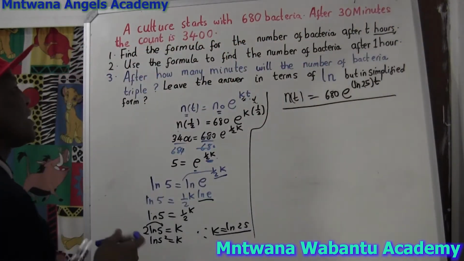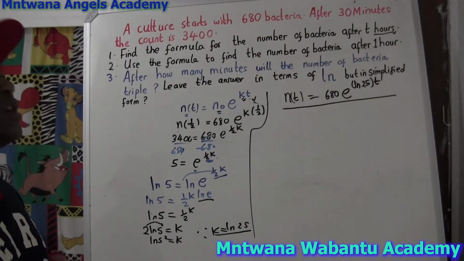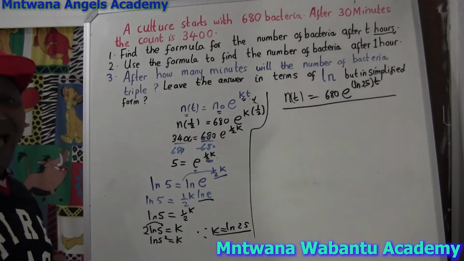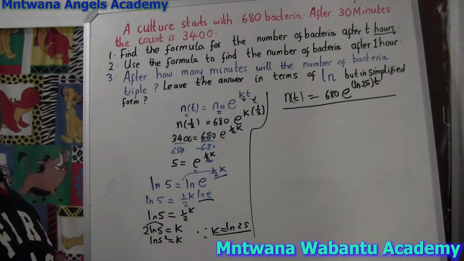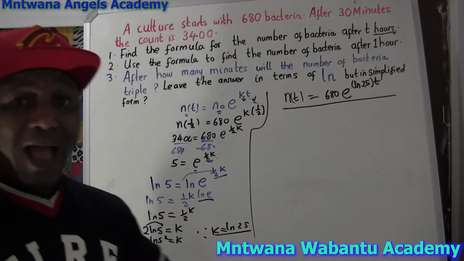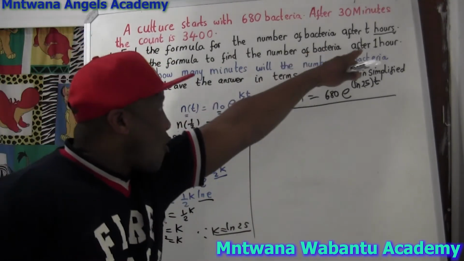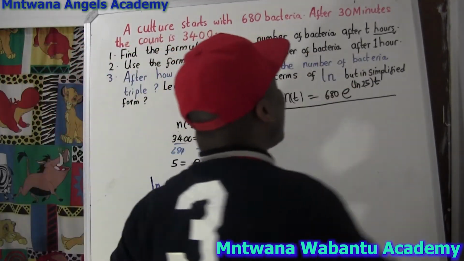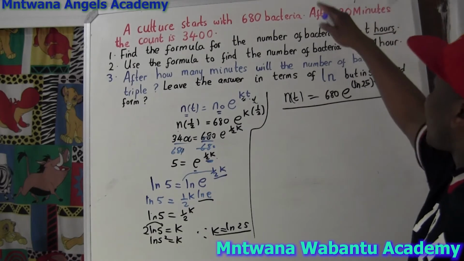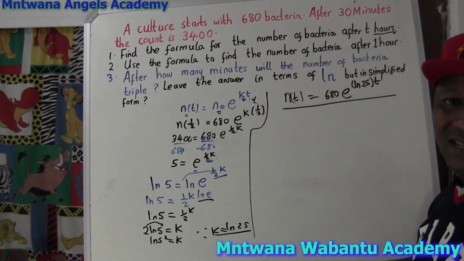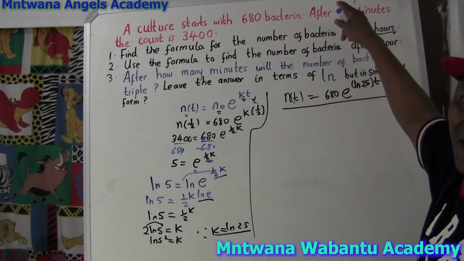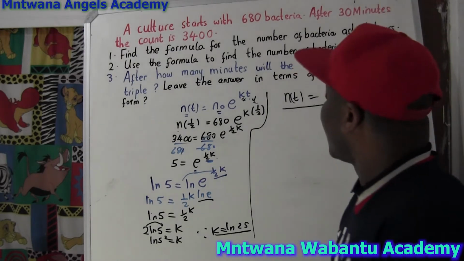Now use the formula to find the number of bacteria after 1 hour. You see, this is the reason why I changed my stuff to hours. I think I should have explained to you before, because not all the time you change to hours or minutes. It depends on what they're going to ask you here. If they ask me minutes, then I'm supposed to operate everything in minutes. But if they ask me second, then I'm supposed to change this to second, but multiply by 60. You know?